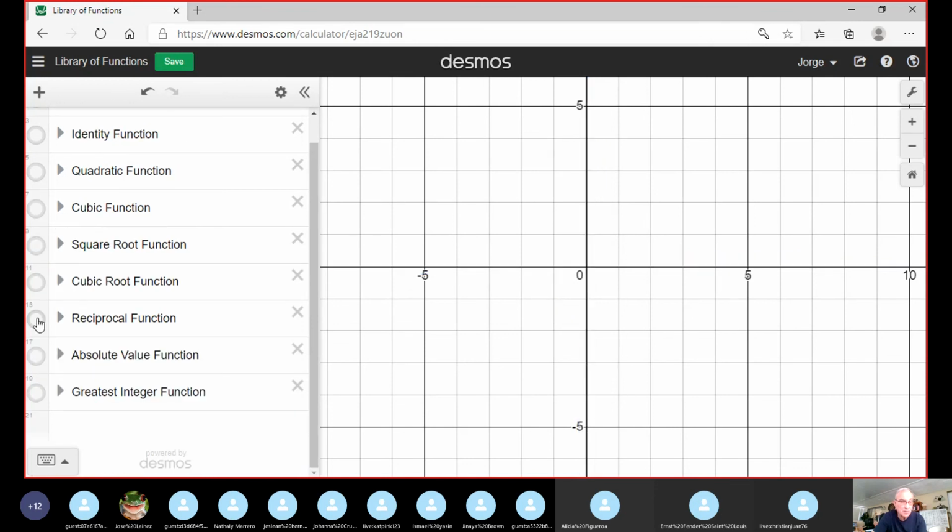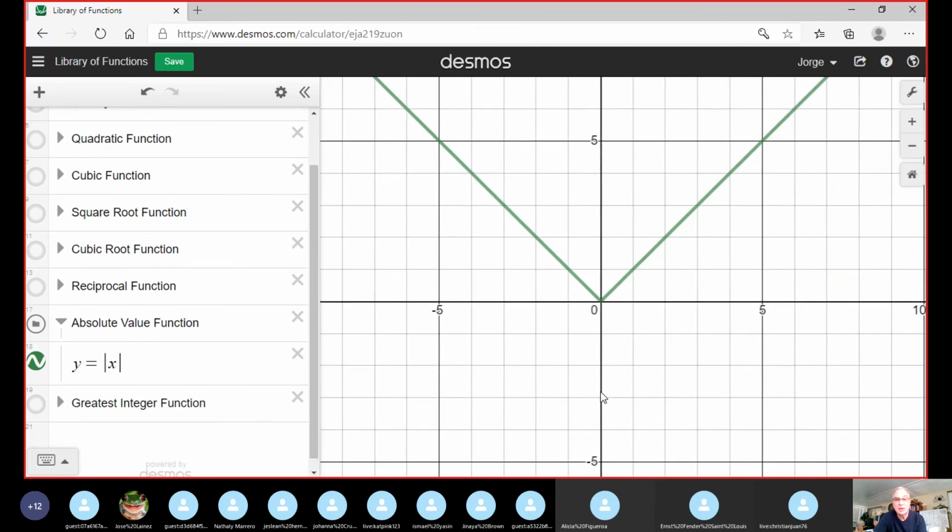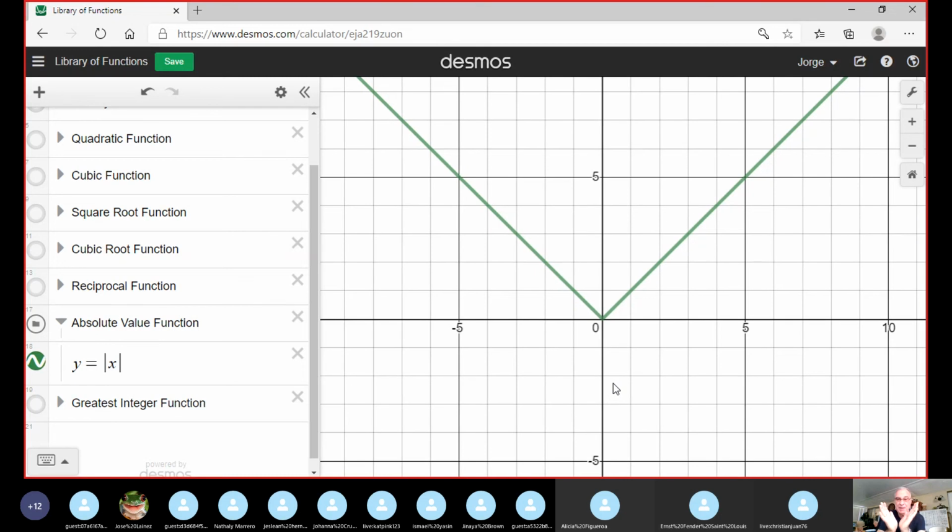Okay, one more is absolute value. You are familiar with the absolute value. It looks like a V. When it's positive, the answer is positive. When it's negative, the answer is positive. So the absolute value is a function where the value it gives after processing is always positive, regardless of whether the value from the domain is positive or negative.